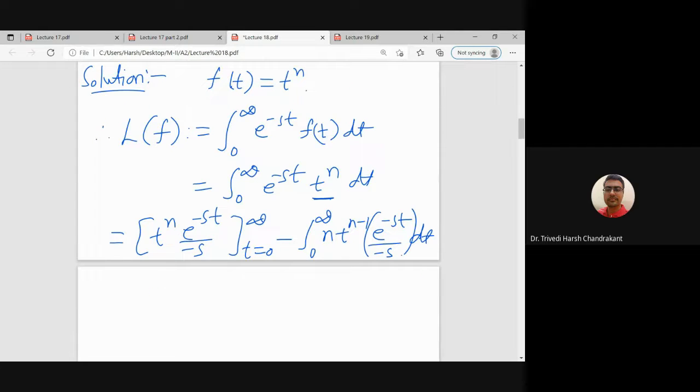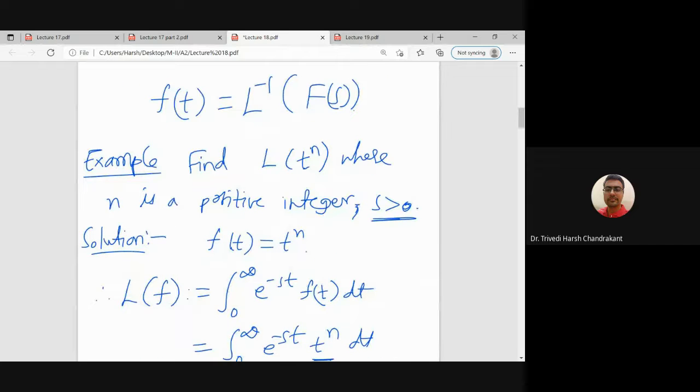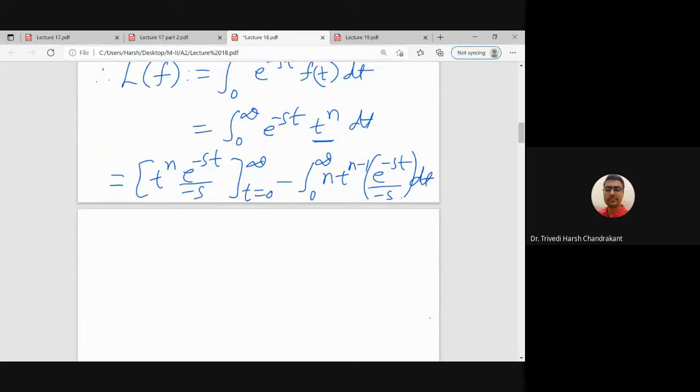Now when we substitute the limit, we have already taken that s is a positive number. So whenever s is a positive number, when we substitute infinity, e power minus st will be 0. And whenever we substitute t equals 0, this term will be 0. That means this whole first term will vanish when we substitute the limits. The first term will cancel out, only the second term will remain, that is n divided by s, because minus minus will become positive, times the integral from 0 to infinity of e power minus st t power n minus 1 dt.